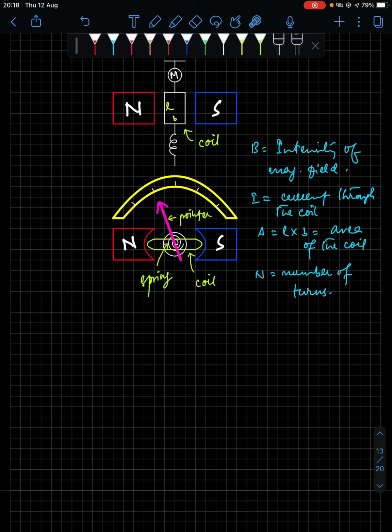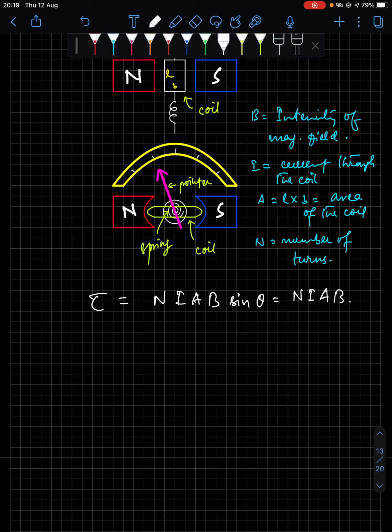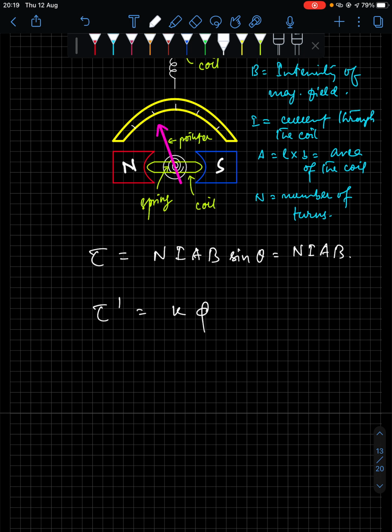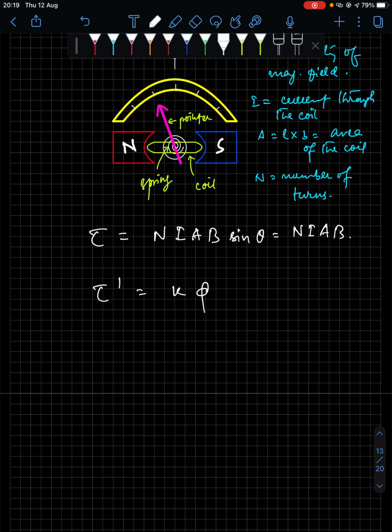Now when current passes through the coil, what will happen? The coil will experience a deflecting torque, which is given by NIAB sin 90, right? Sin theta, which is sin 90, so it becomes NIAB. Now the restoration torque due to the spring, which the spring provides when the coil deflects due to the current passing, will be given by K phi, where K is a material constant, the constant of the spring. K is actually the restoration torque per unit twist and phi is the deflection.